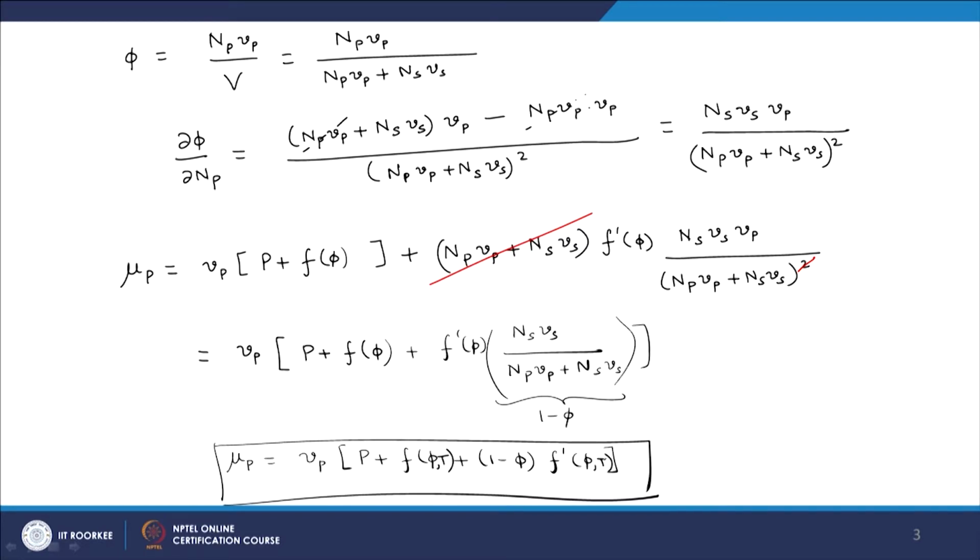The same thing I can do for the chemical potential of solvent, and if I do the derivation, what I will get is mu_s, again it is a function of phi, is equal to V_s multiplied by P plus f of phi, T minus phi multiplied by f prime of phi, T.